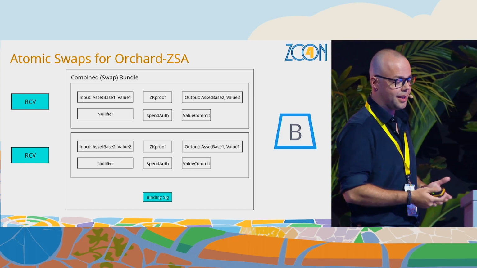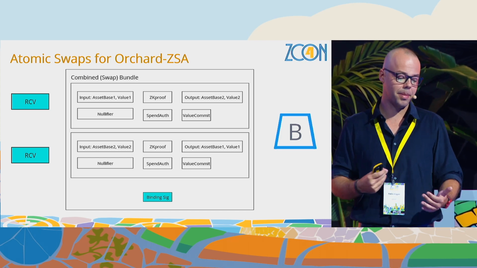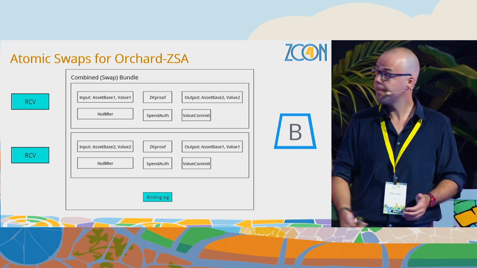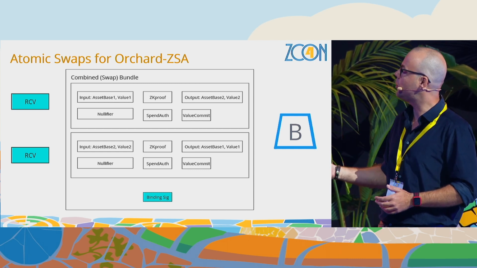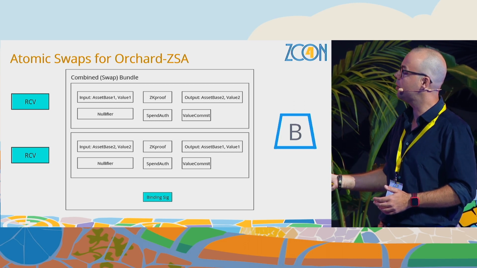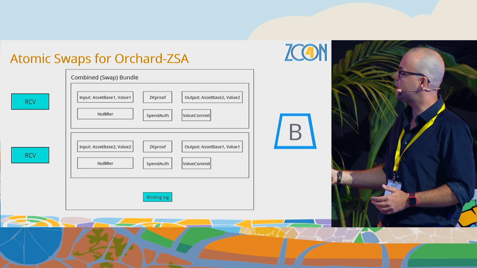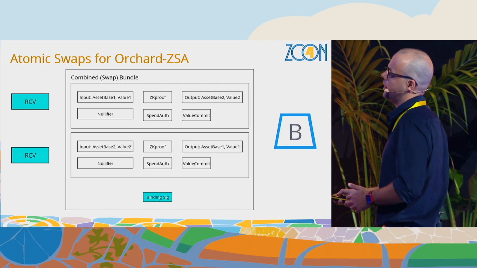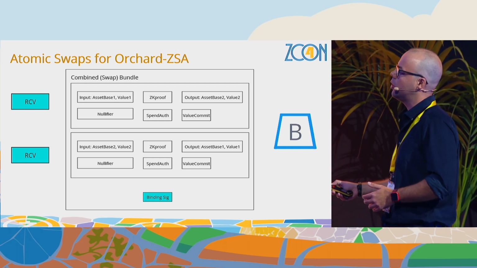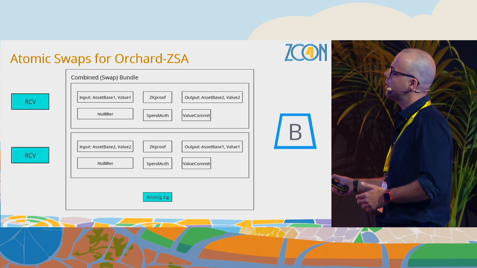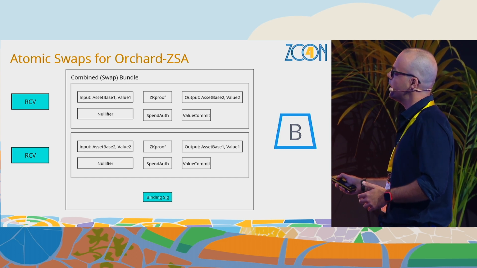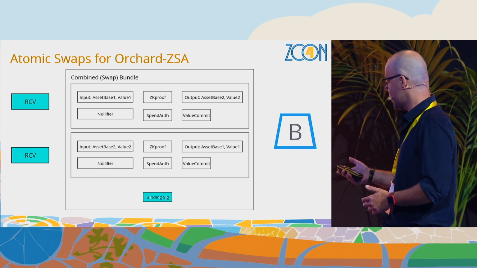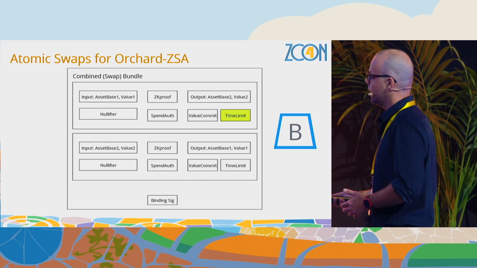Party B will get this action. It will create the counterparty action, meaning the opposite. It will take the output value as an input. This is required to balance this side. And of course, it wants to get asset 1, value 1. Party B already holds the randomness for its own action. It got the randomness for this action. It will create the binding signature, and it will submit it to the blockchain.